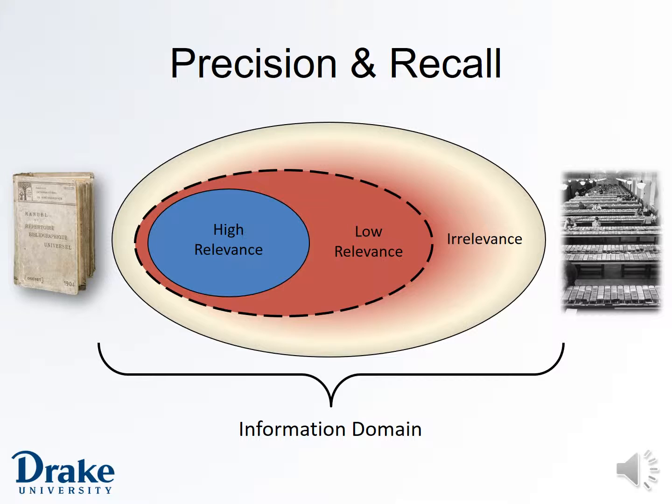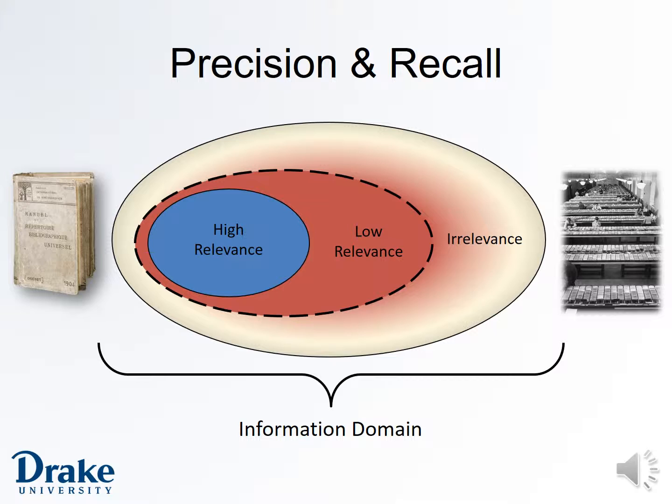To understand this relationship, imagine some sort of information source or an information domain. This could be a library, a database, the internet, your friends, whatever. In this graphic, all our information is held within the space enclosed by the large beige oval. Within this information domain, there's some information that's highly relevant to your information needs, which is represented by the blue oval, and even more that's only somewhat relevant in the red oval, and even more that's not relevant at all.